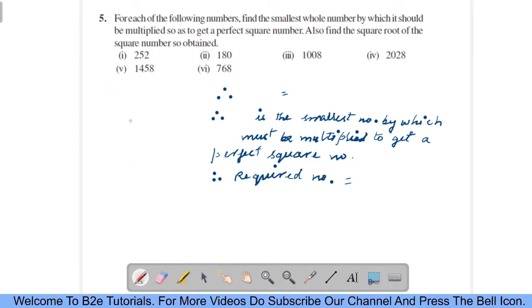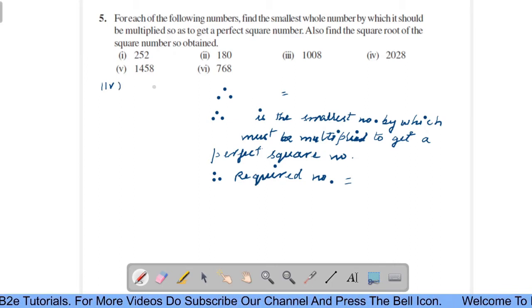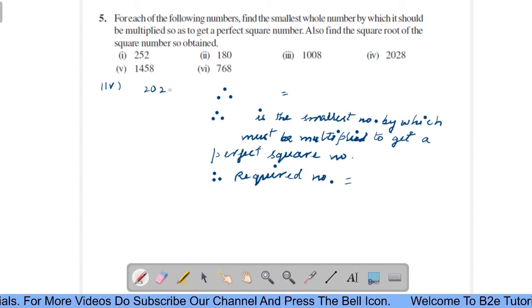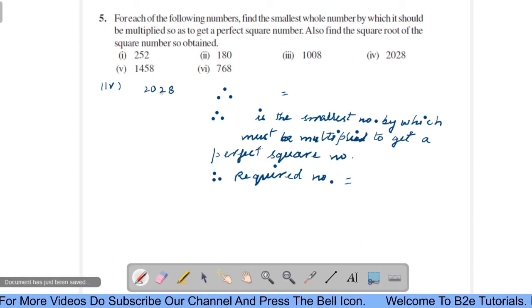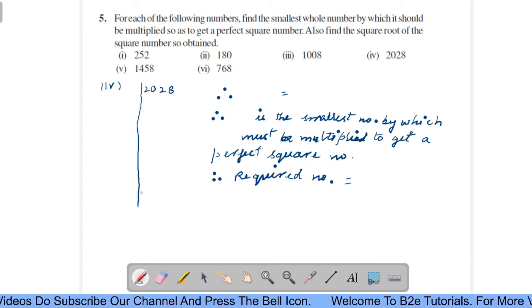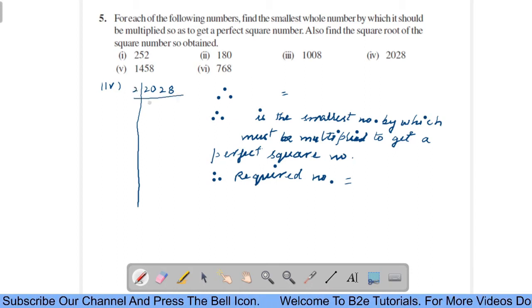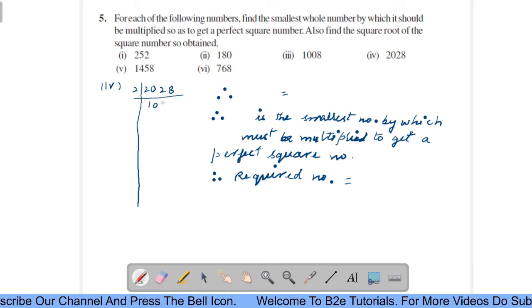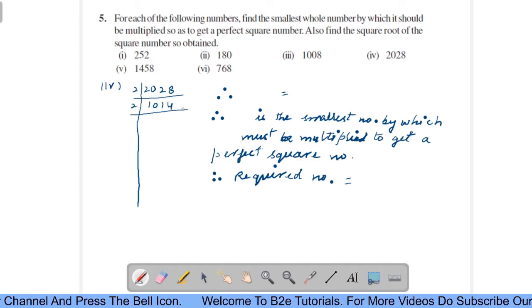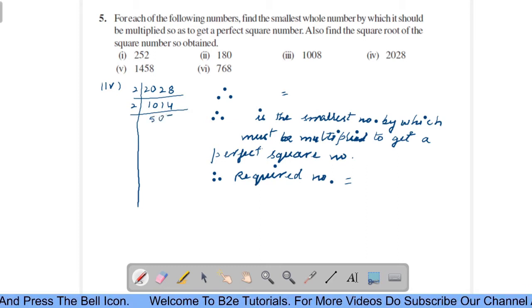Now come to fourth part. It is 2028. Find out prime factors of 2028. Divided by 2, you will get 1014. Again divided by 2, you will get 507.